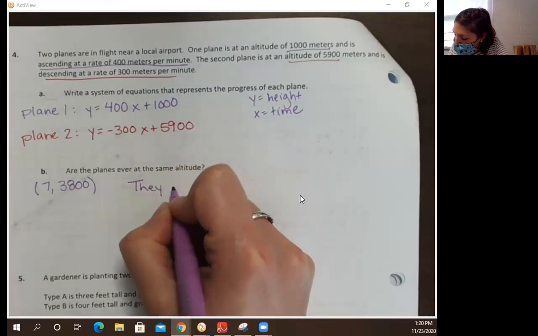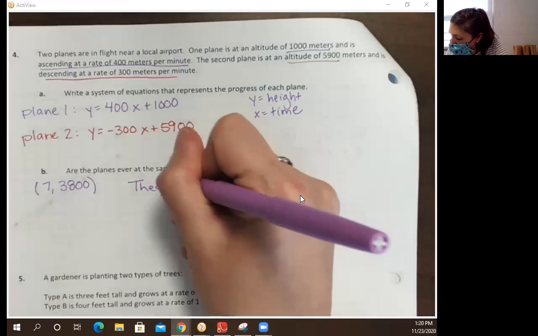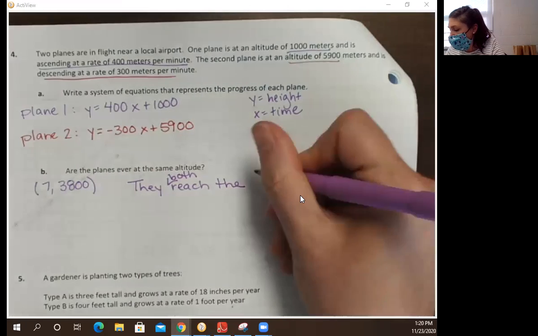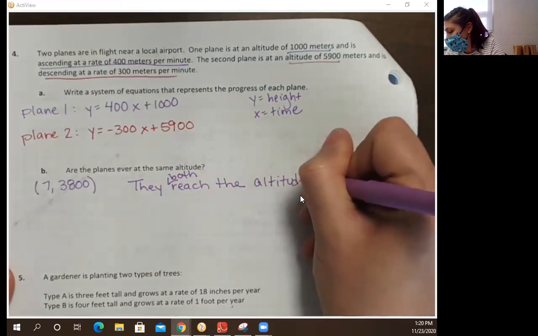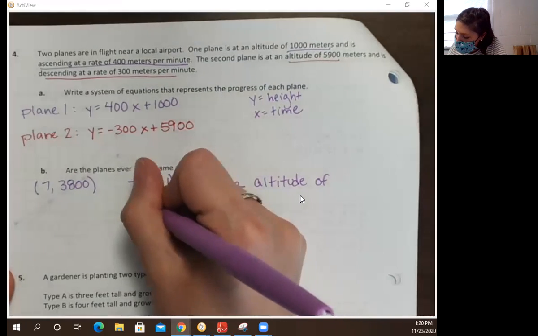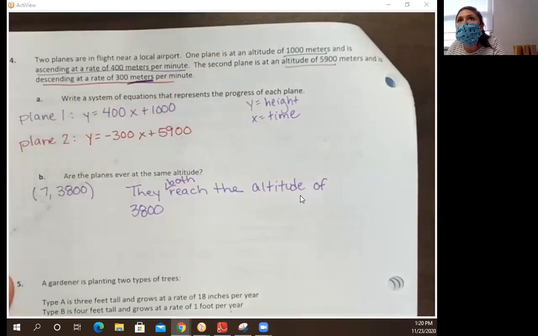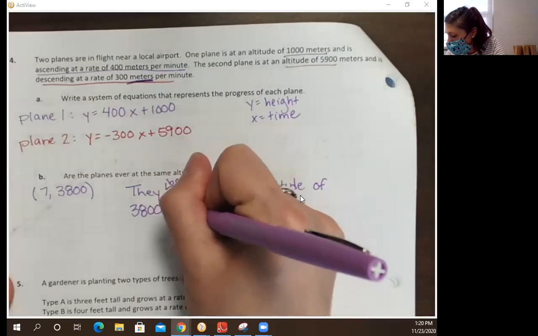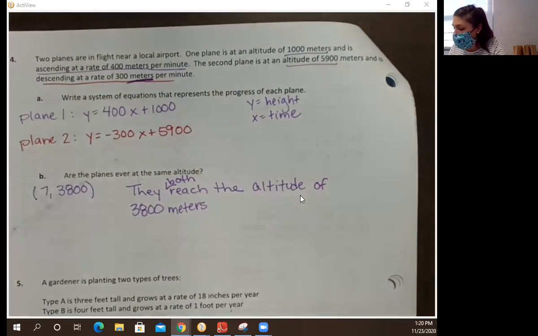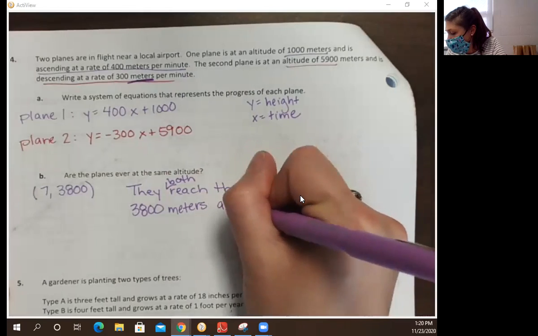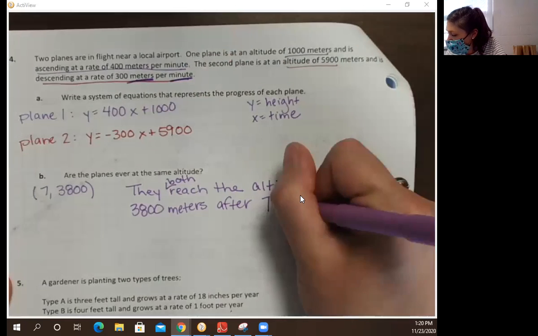They both reach the altitude of 3,800, looks like meters as our distance label or altitude label. 3,800 meters after 7 minutes is our time label, minutes.